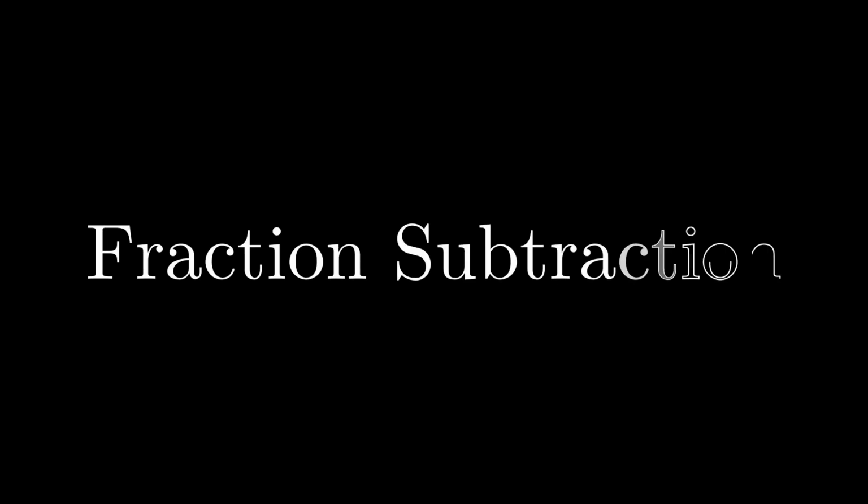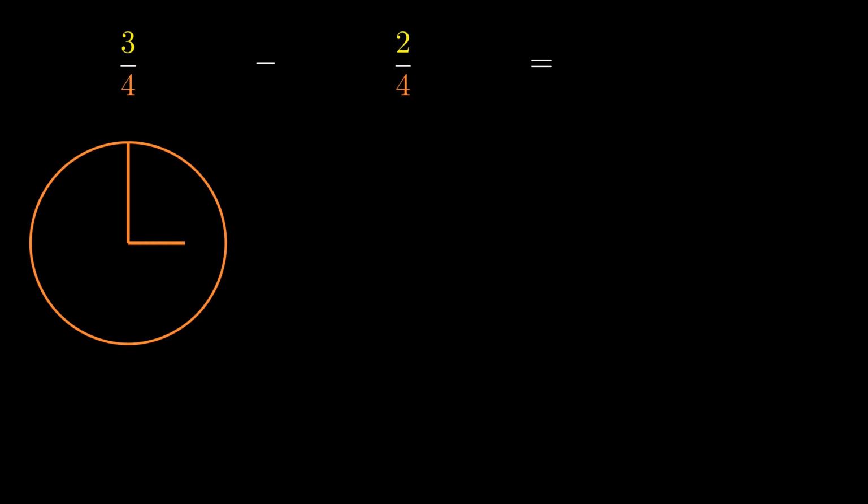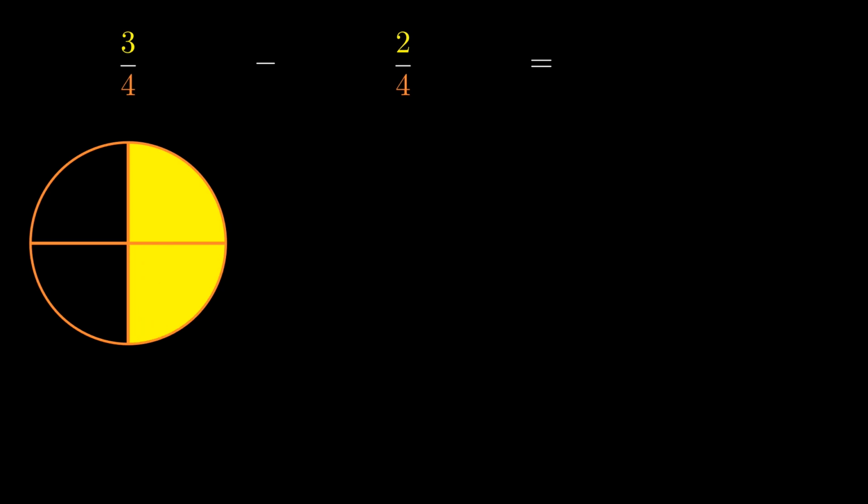Let's now revisit the pizza analogy again to illustrate the concept of subtraction of fractions. Let's take a look at this example. 3 over 4 minus 2 over 4. Let's draw the diagrams or pizzas as before. We split the first pizza into 4 equal pieces and shade 3 of them, representing 3 over 4.